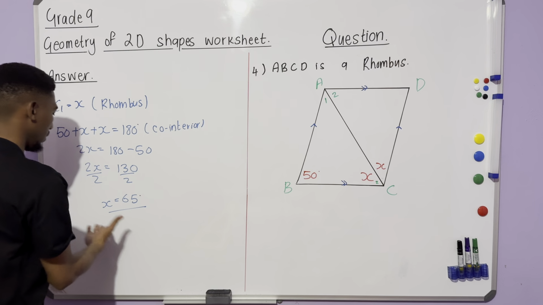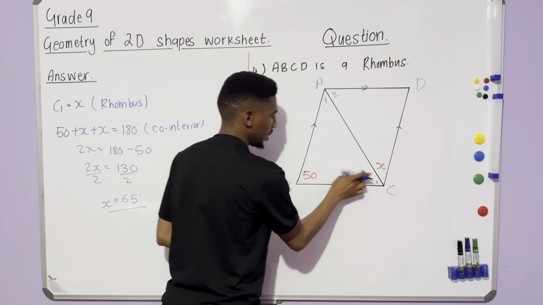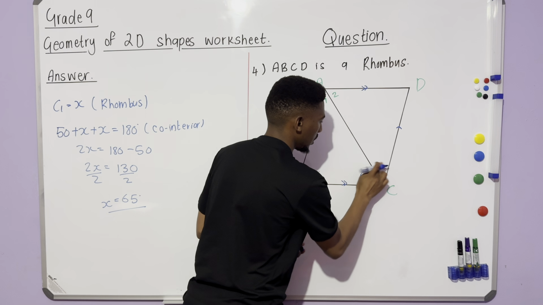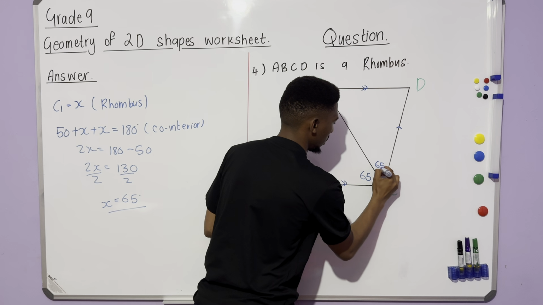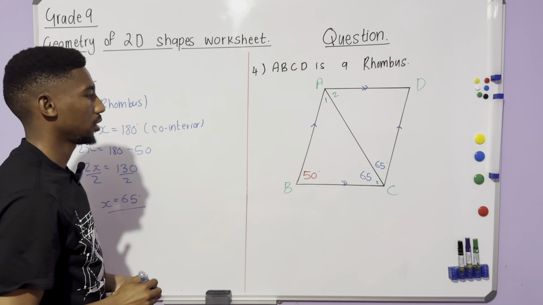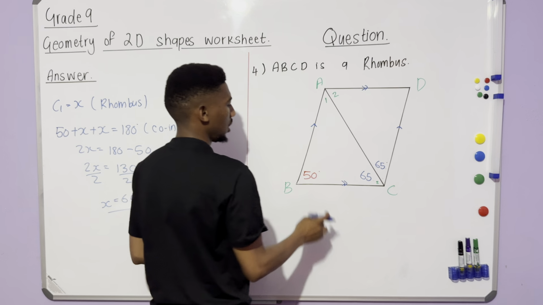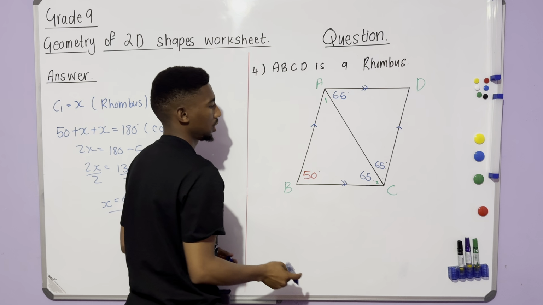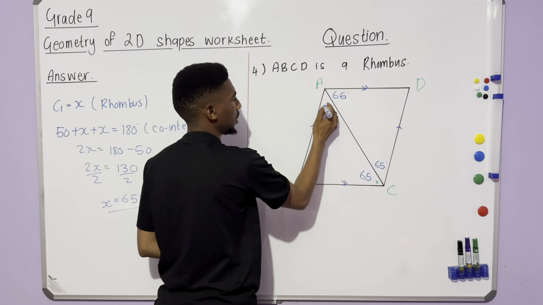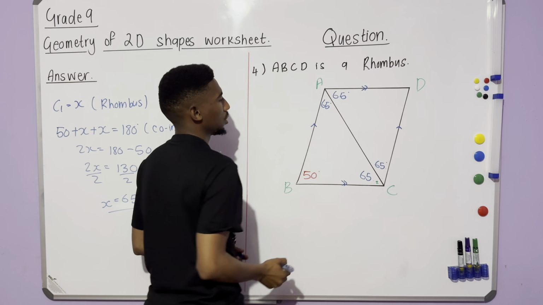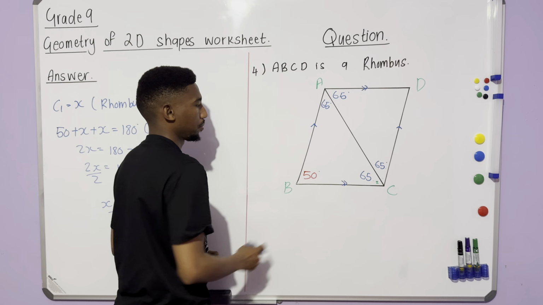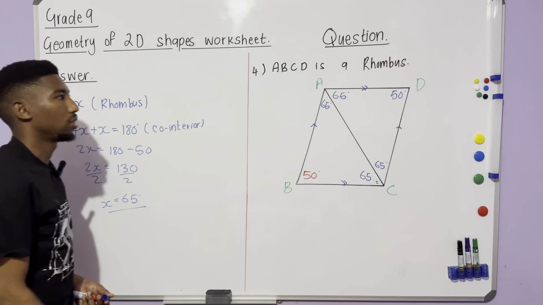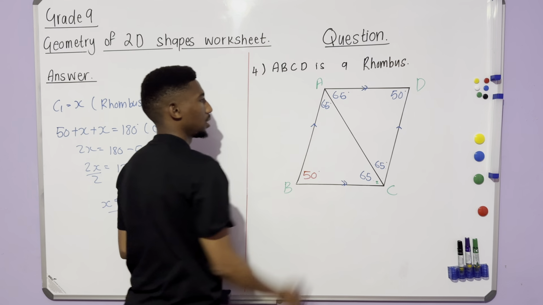Now that we have this bit of information, I can go ahead and replace this x with 65, this x, 65 as well. That would then mean that looking at alternating angles, this would be 65 too, and this way too would be 65 degrees, also because that diagonal bisects as well. And then opposite angles of a parallelogram or of a rhombus are also equal.